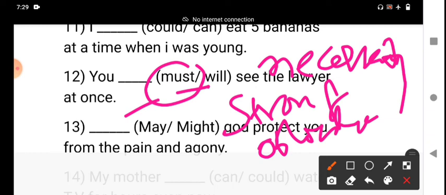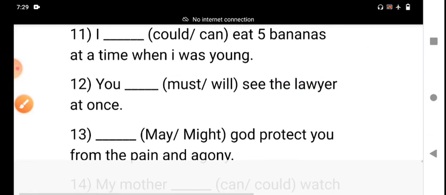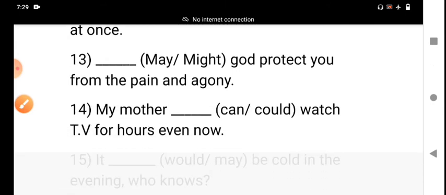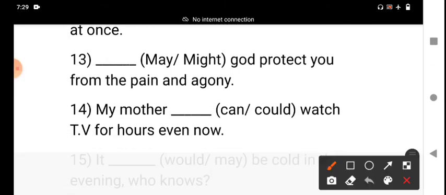You must see the lawyer. You must see the lawyer at once. That is the correct answer, the more appropriate modal verb we should place in that blank. And then the 13th one we should select. What is the modal verb we have to select here?